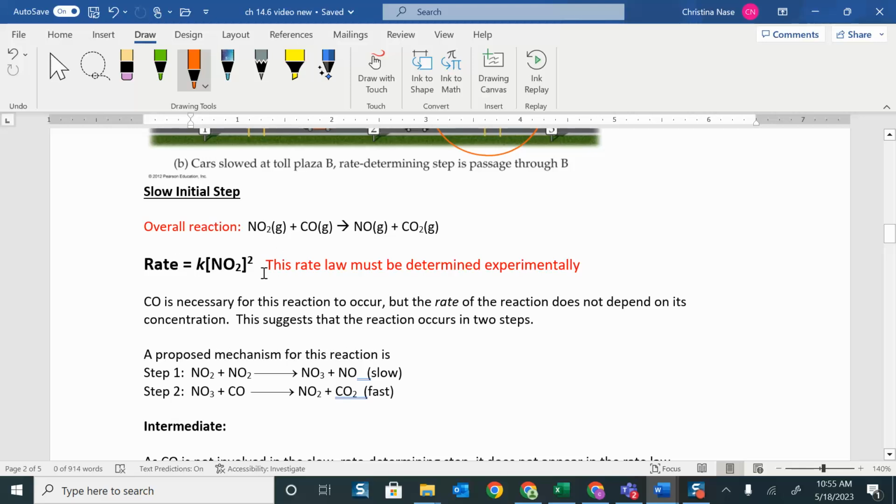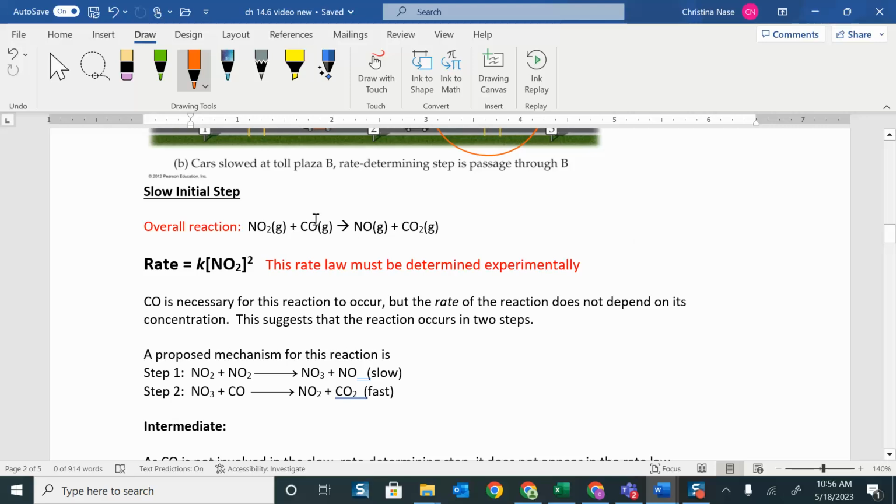Now, this rate law doesn't match this overall reaction. And so that's a clue that this is not happening in one step. Like this is not just a single step reaction. If so, then CO would be part of the experimental rate law, but we don't see that happening. Sorry, CO is necessary for this reaction to occur, but the rate doesn't depend on its concentration. So that's what we mean by it's zeroth order. I can do whatever I want. As long as there's a little bit here, this reaction is going to happen.